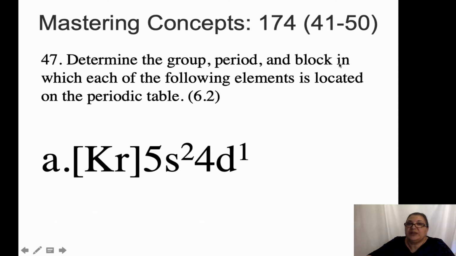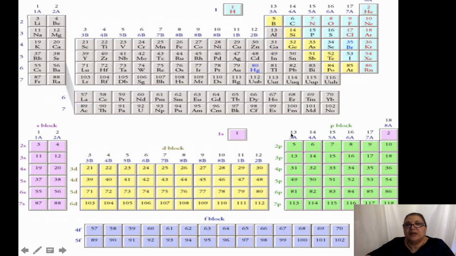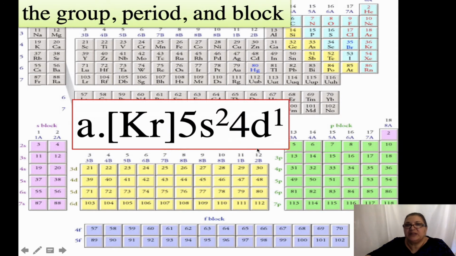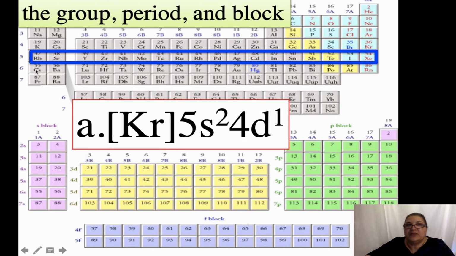Determine the group, period, and the block. Okay, group, period, and the block. I'm just going to show you on the periodic table. This is what they're asking for. So we have krypton. So we mark the row right below it. We go to krypton. That's krypton in brackets. That just represents the noble gas, representing every element right before it, all the electrons before it. So it represents 36 electrons.